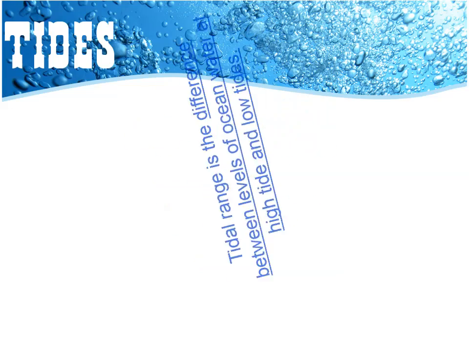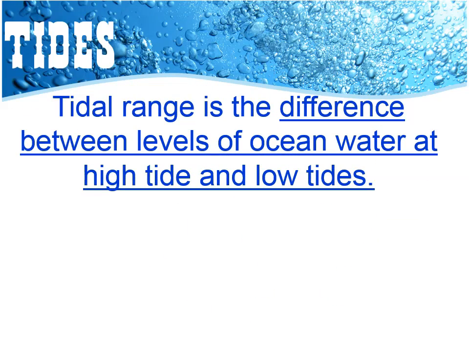Another measurement we take with tides is called the tidal range. And this is a similar term to one you might use in math class when you talk about a range. It's kind of the distance between two numbers. So the tidal range is the difference between the levels of ocean water at high tide and low tide.